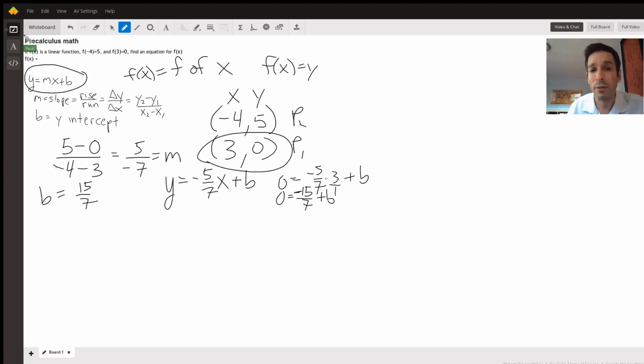Oh, by the way, if you ever wanted to check your work, if you were to plug in -4 for x with your now finished equation, you should get 5 for y. If you were to plug in 3 for x, you should get 0 for y, right? The points that you had here should work. So that's a way to check your work.